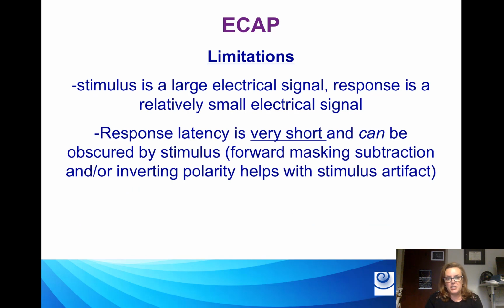There are some limitations as well. The stimulus is large. And so even though the response is relatively large as compared to a far field recording, you still have to deal with the potential stimulus artifact, which we're going to talk about in our live online class together.